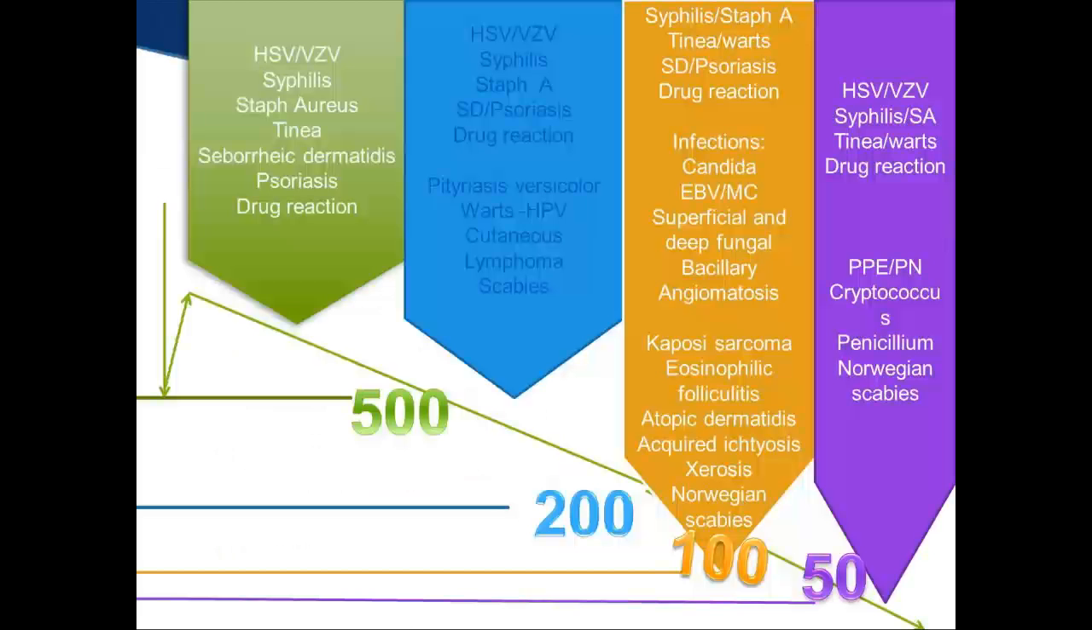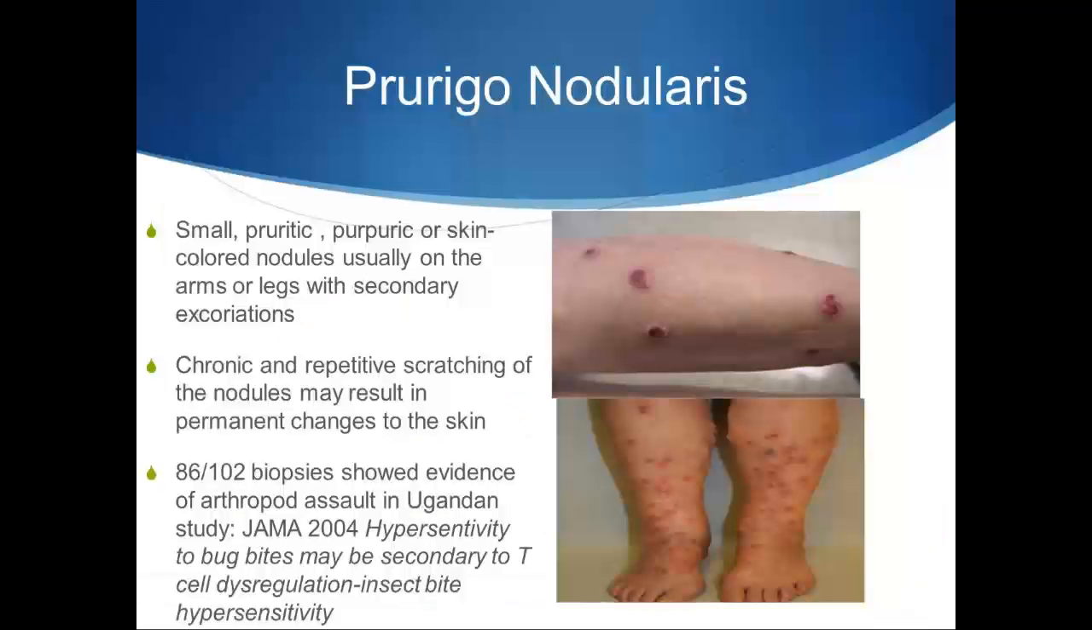When your CD4 goes below 50, this is when you see the prurigo nodularis. These consist of small pruritic, purpuric, or skin-colored nodules, usually on the arms or legs with secondary excoriations. And also in here, you may only be seeing the result of the chronic and repetitive scratching.